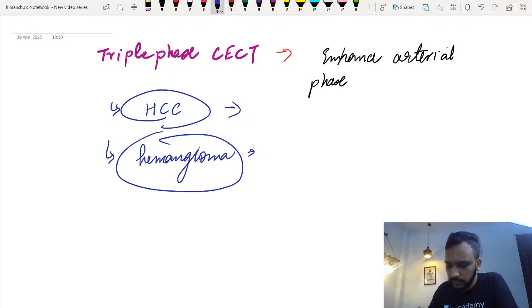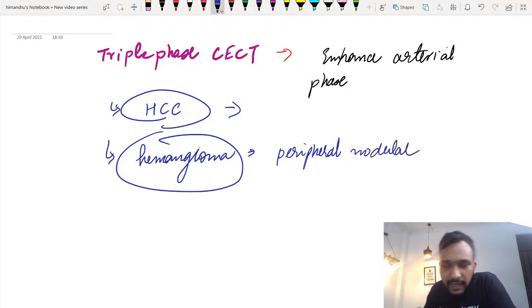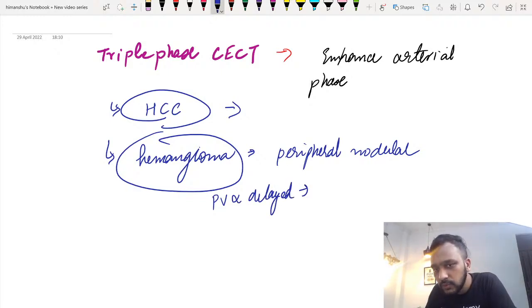So if you look at the hemangioma, you will see that this hemangioma is going to show a peripheral nodular enhancement in the arterial phase, and in the portal venous and delayed phases, it is going to show progressive enhancement, right?